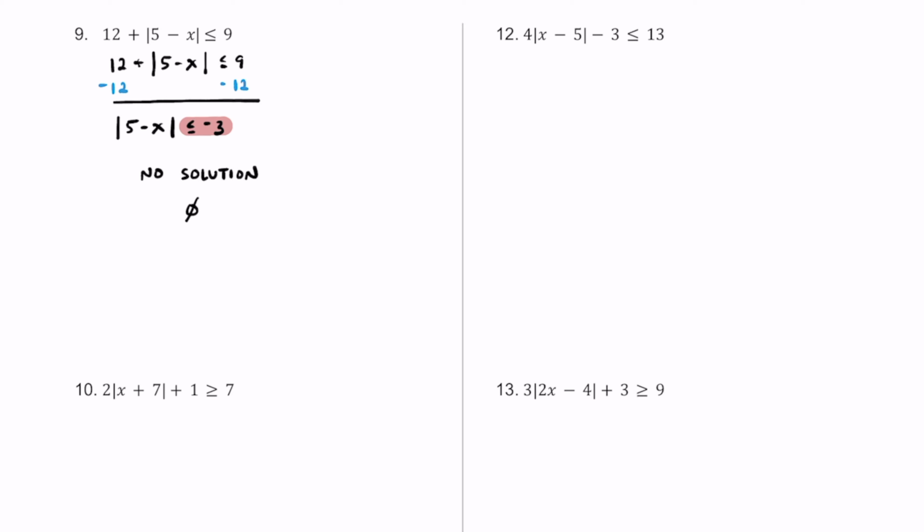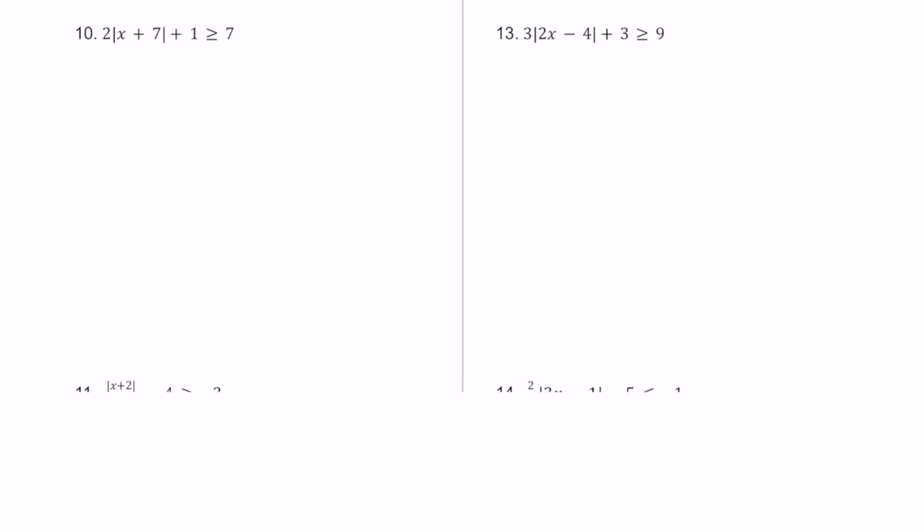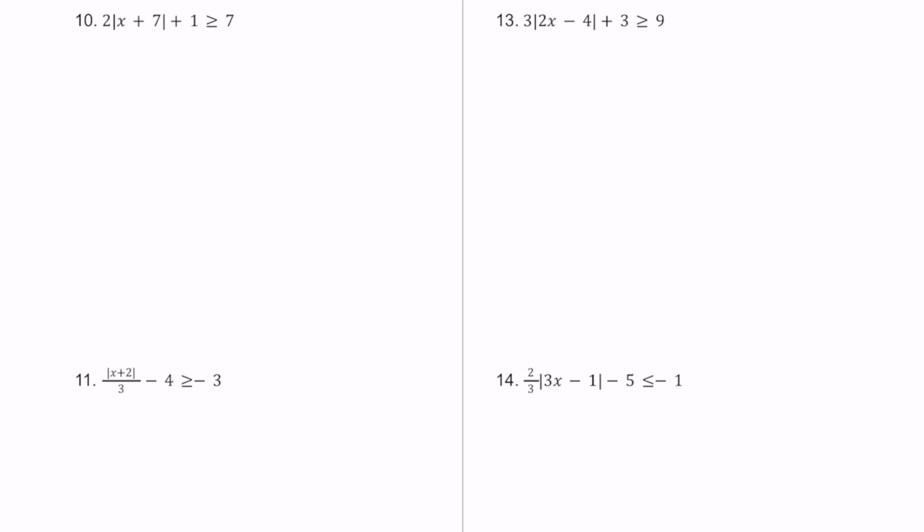Let's check out number 10. All right, so let's start by copying down this problem so that we can start isolating that absolute value expression. So let's go ahead and just copy this, and then let's start by getting rid of that +1. To do that, we can take away 1 from both sides here. Taking away 1 from the left side, 1 minus 1 is 0. We're going to get 2 times the absolute value of x plus 7, and that's going to be greater than or equal to 6 on the right side.